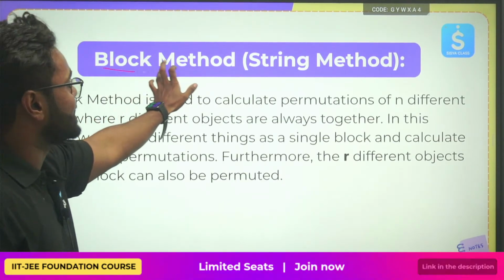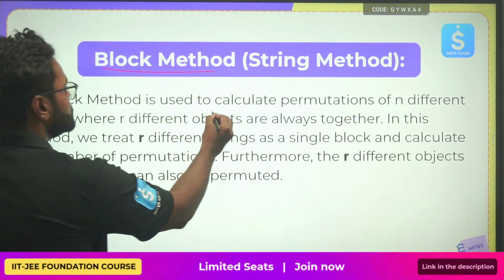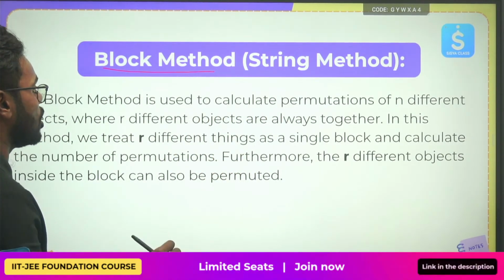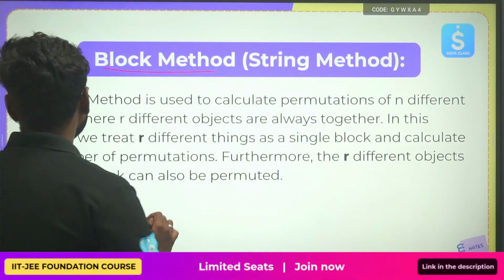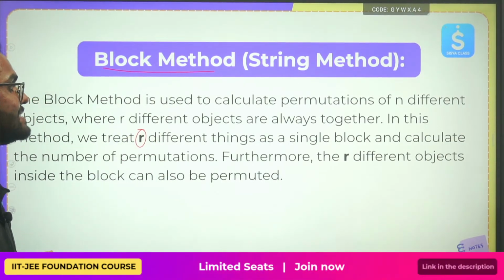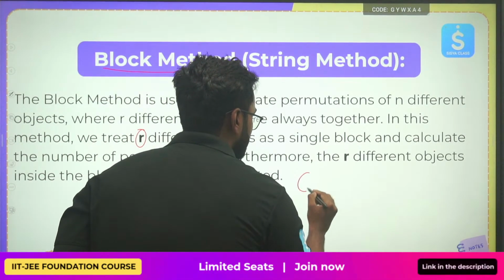Coming to block method or string method. What does it say? The block method is used to calculate permutations of n different objects where r objects are always together, right? In this method, we treat r different things as a single block and calculate the number of permutations. Furthermore, the r different objects inside the block can also be permuted. Now let me give an example.